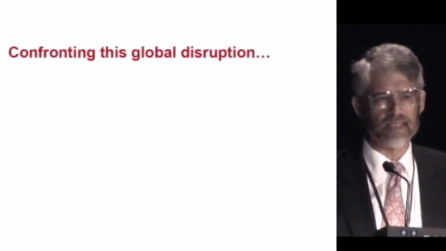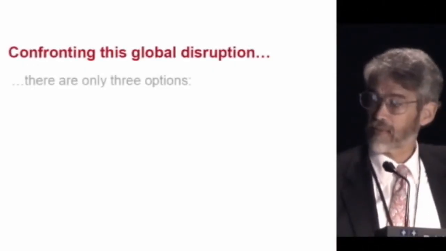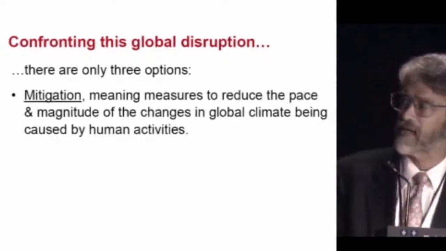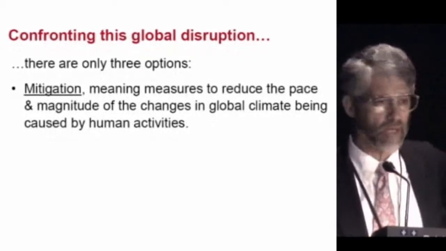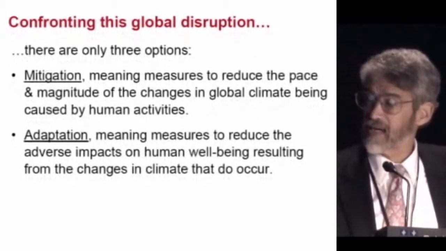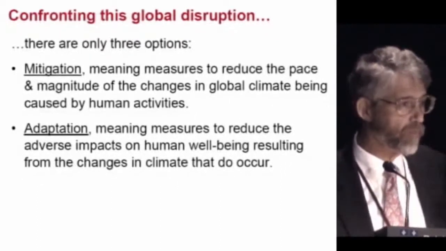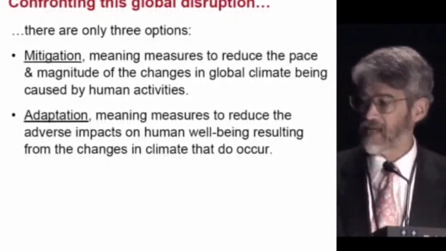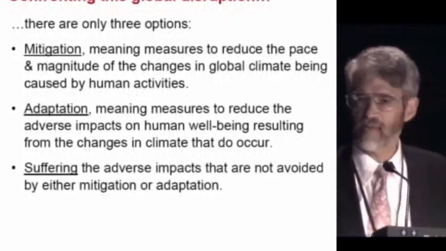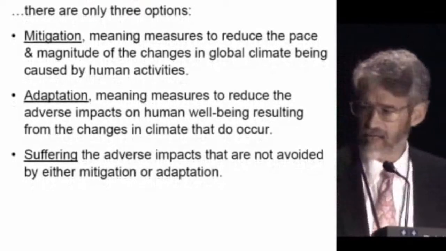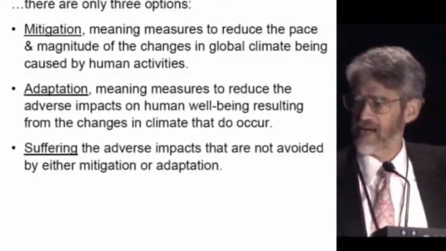Confronting this disruption of global climate, we really have only 3 options. One is mitigation, measures you take to reduce the pace and the magnitude of changes in global climate that we're causing. The second is adaptation, meaning measures you take to reduce the adverse impacts on well-being that result from those changes in climate. And the third is suffering. It's that simple. The third option is suffering the adverse impacts that are not avoided by either mitigation or adaptation.